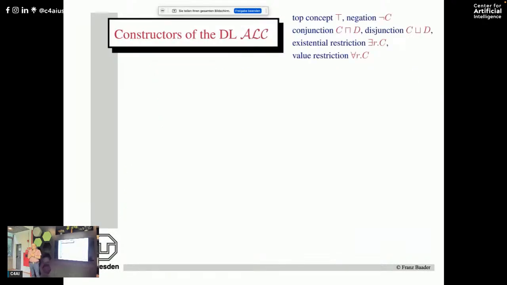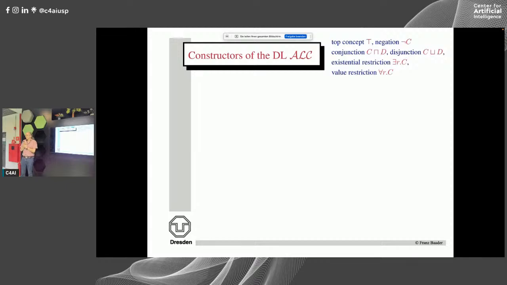But let's be more concrete now. I want to introduce a specific description logic that's called ALC for some historical reasons. It stands for attribute language with complement. So it has certain constructors which are written here on the slide: top, negation, conjunction, disjunction, existential restriction, and value restriction. And let me try to illustrate this by one example.